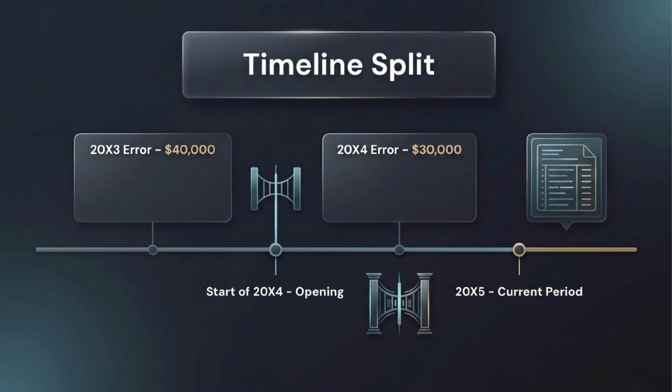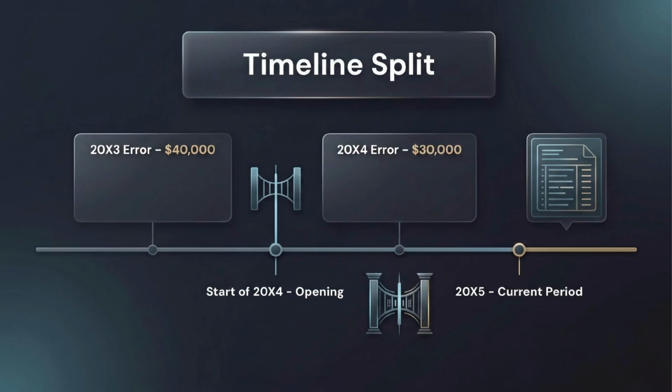The 20x3 error happened before the earliest period presented because the comparative statements begin with 20x4. Therefore, the 20x3 effect is a cumulative opening adjustment at the start of 20x4. It does not appear as an expense adjustment in the 20x4 income statement.